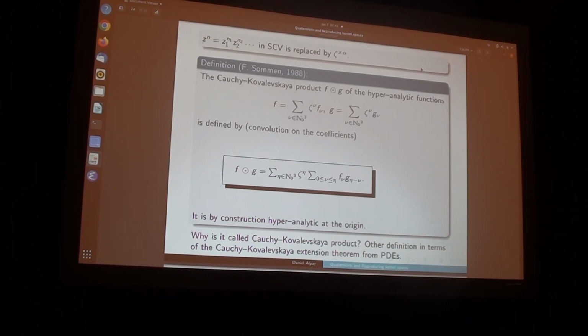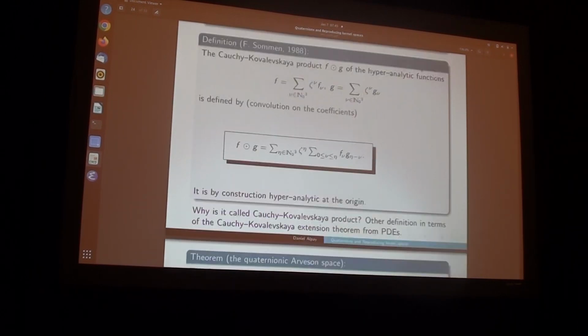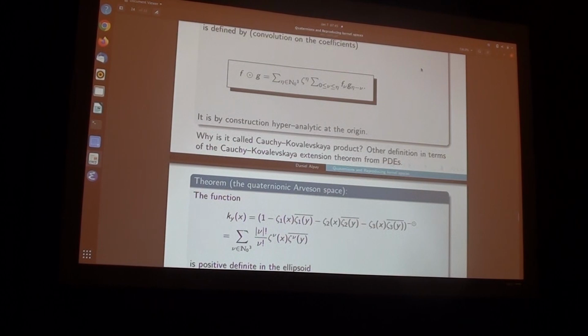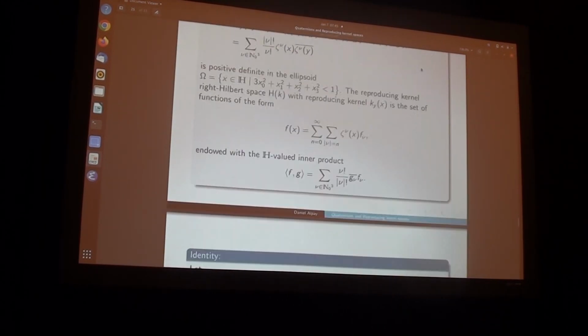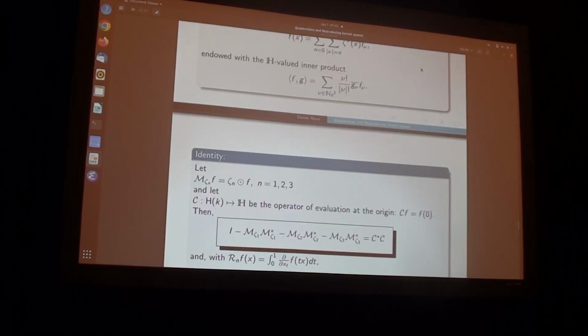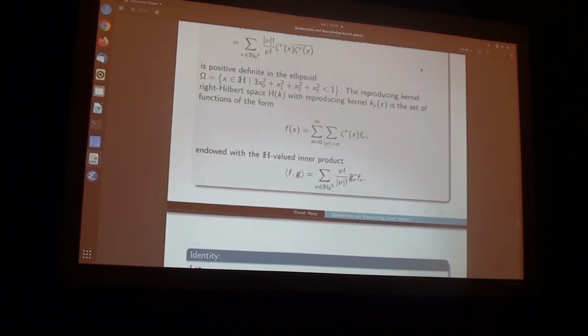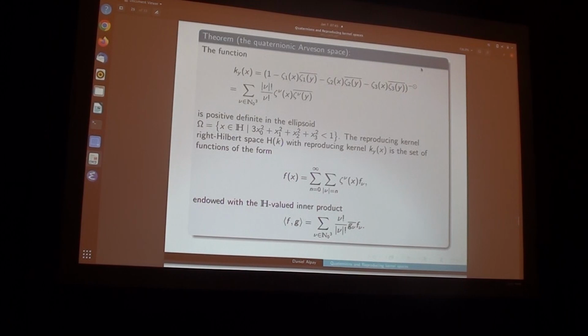But basically, it's really the convolution of coefficients in non-commuting power series. And so when you have this, you can write all the reproducing kernels you want using the power series. So here would be the quaternionic Hardy space.